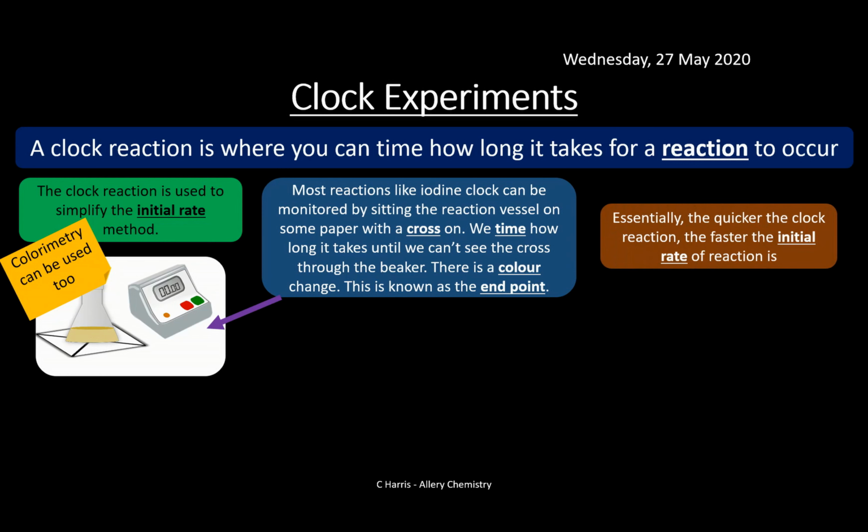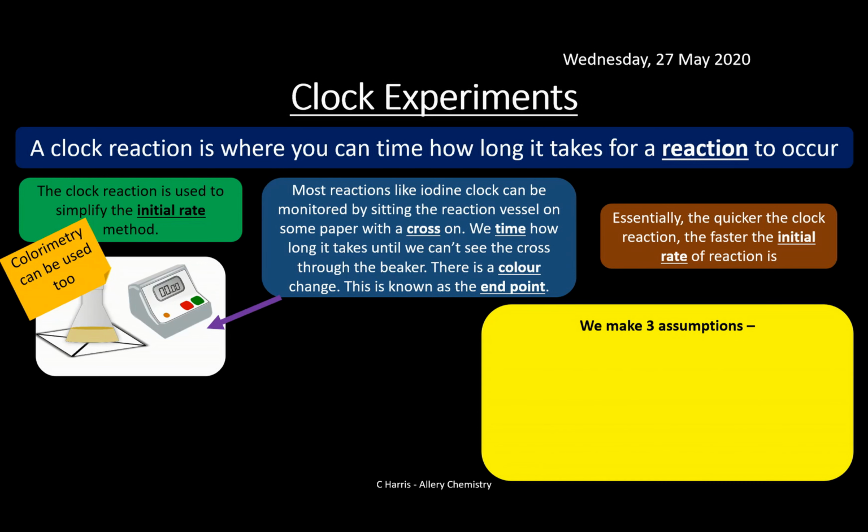Essentially, the quicker the clock reaction, the faster the initial rate of reaction is. That kind of makes sense. When we set this reaction away, if that colour change happens much quicker, or we can't see that cross in a really quick time, then effectively the rate of reaction is going to be quicker. And we make 3 assumptions here for these types of reactions, because we're measuring initial rate, which as it suggests is the rate right at the start of the reaction. That will come a lot clearer later on when we look at calculations looking at initial rate.